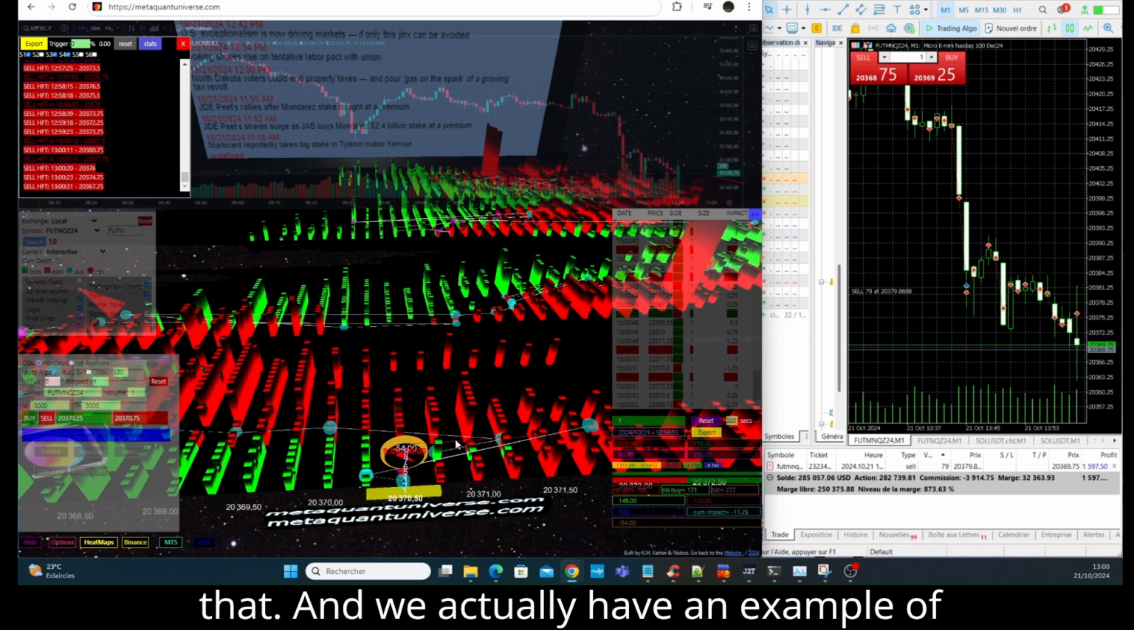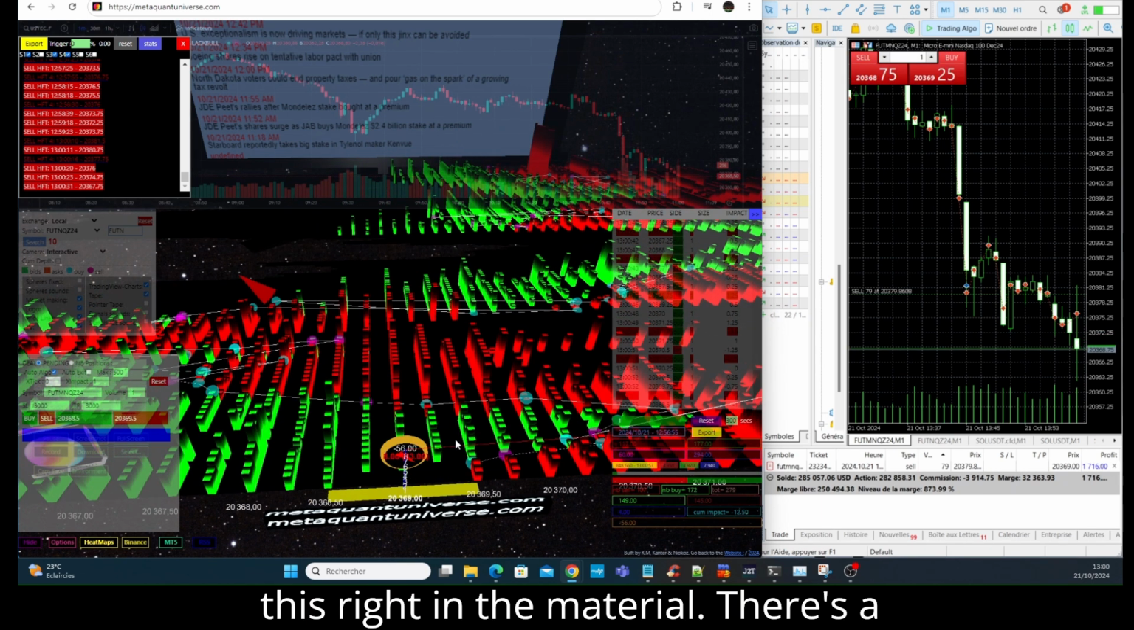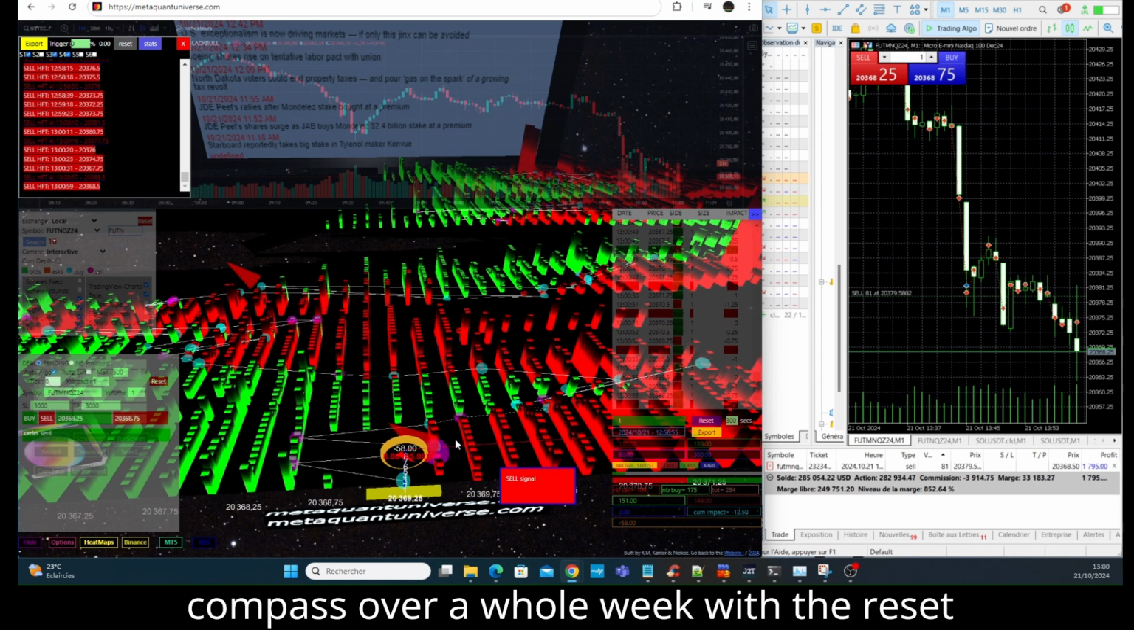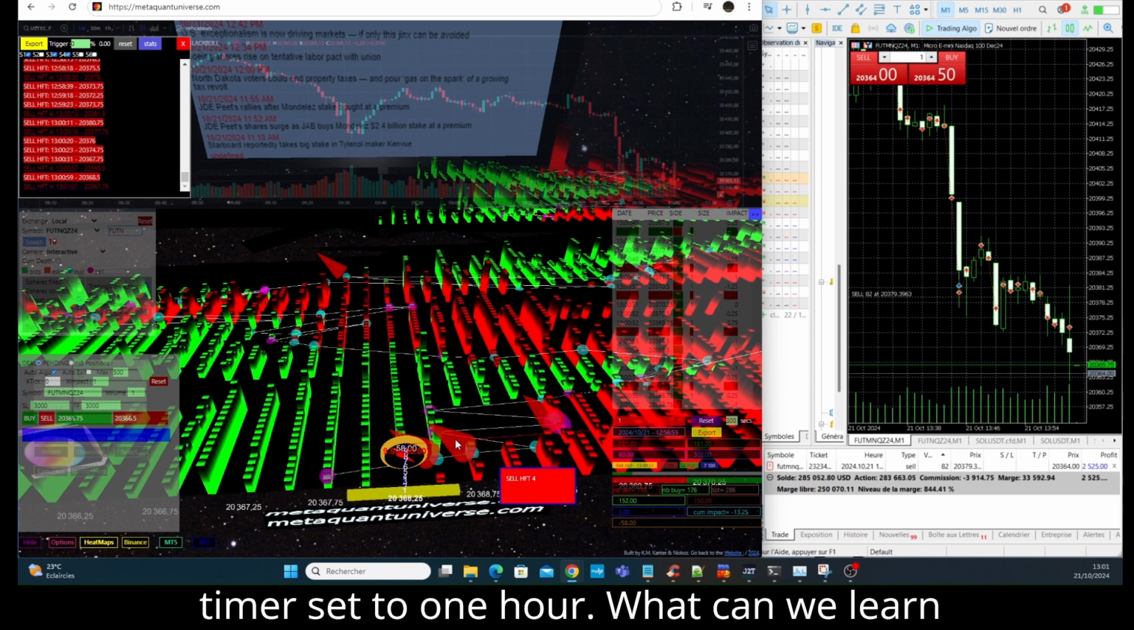I love that. And we actually have an example of this right in the material. There's a chart that shows the market-making compass over a whole week with the reset timer set to 1 hour. What can we learn from that?